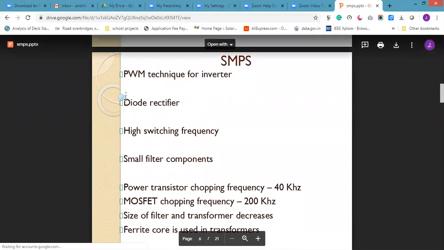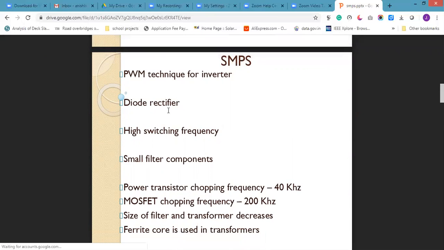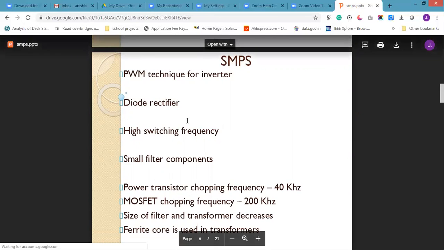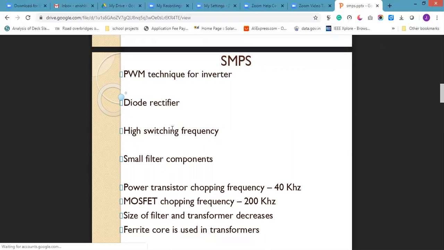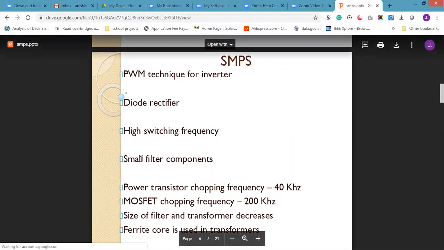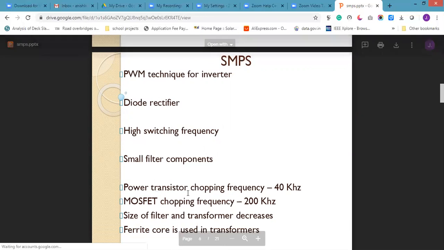In SMPS, a diode rectifier is used. It is operated at high switching frequency, so the size of the filter component is very small. In the chopper of the SMPS, we are using a power transistor.